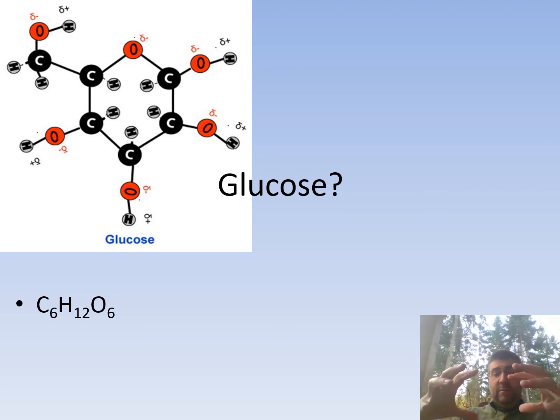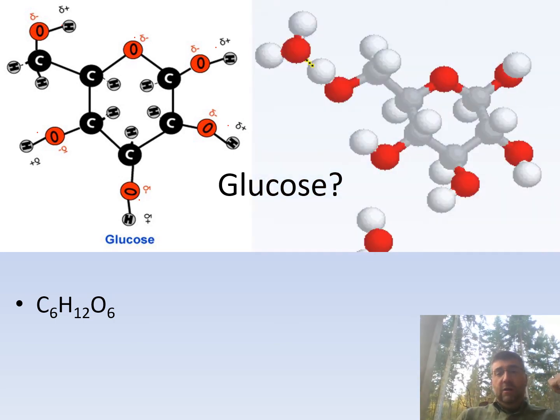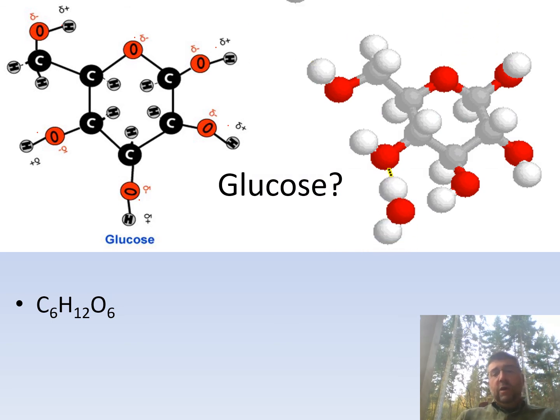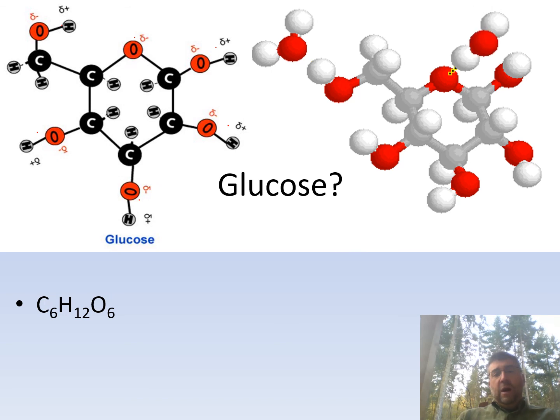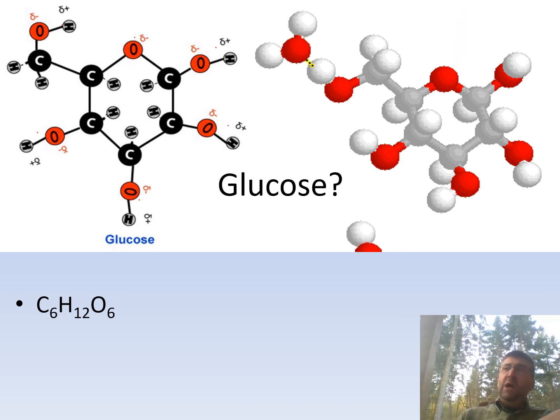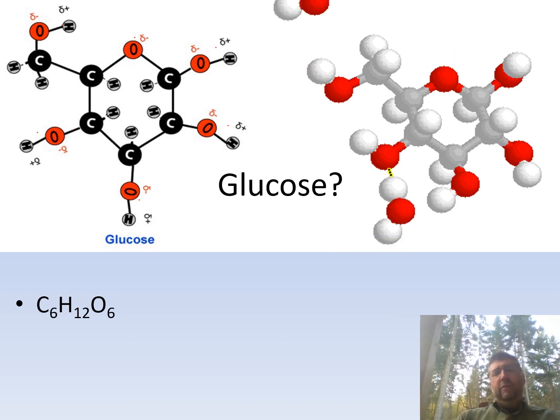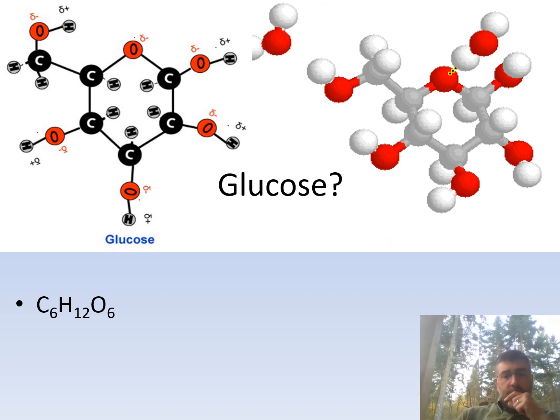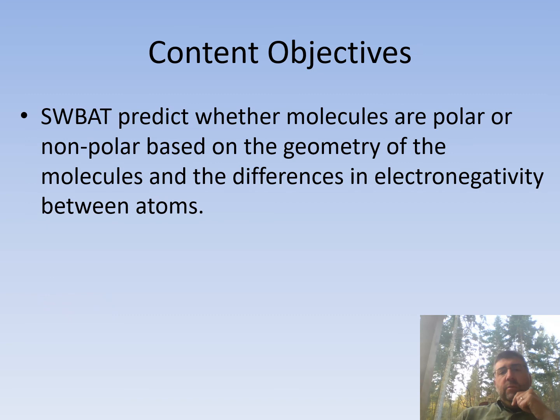Lots of waters can come in and surround the glucose molecule, which is one reason why glucose is easily dissolved in water and can be dissolved into your blood and be transported to all the cells of your body for all your metabolic functions. All right, so that is how to determine whether molecules are polar or nonpolar.